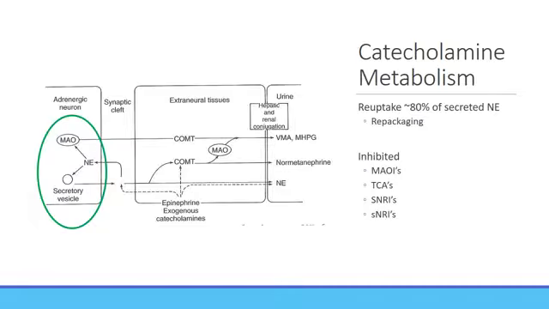Now, in terms of what happens to catecholamines when they're metabolized, the majority of catecholamines are actually repackaged. So we see a reuptake of about 80% of the norepinephrine that's secreted, and then it's repackaged in the adrenergic neuron. That repackaging, that reuptake movement away from the synaptic cleft, can be inhibited by some other medications, specifically your tricyclic antidepressants, your selective norepinephrine reuptake inhibitors, or your serotonin norepinephrine reuptake inhibitors, which are all going to decrease that reuptake action.